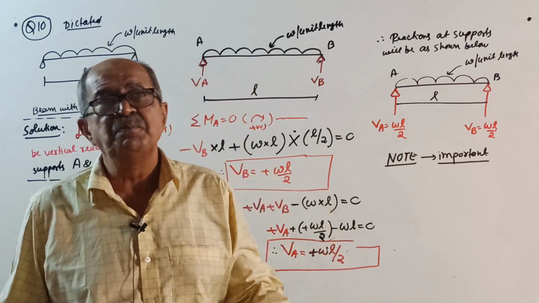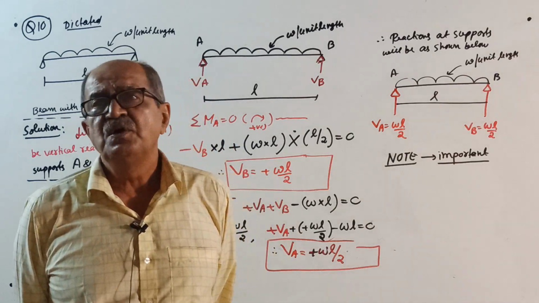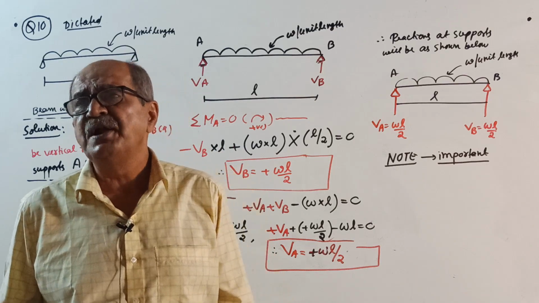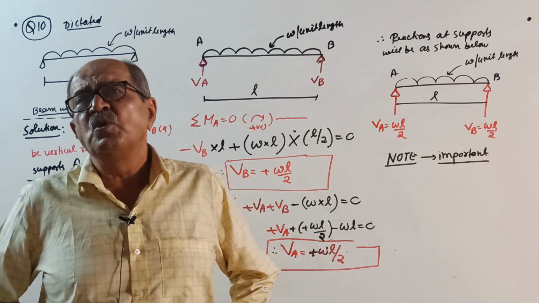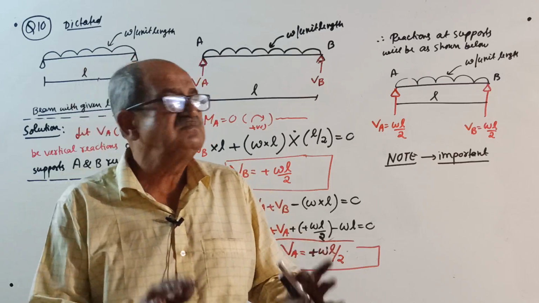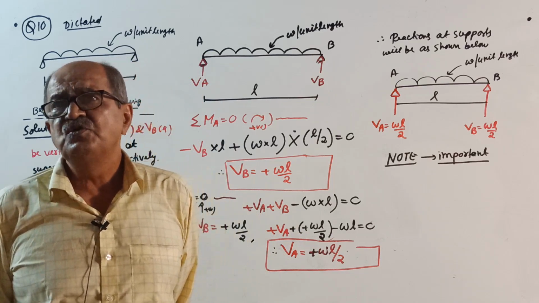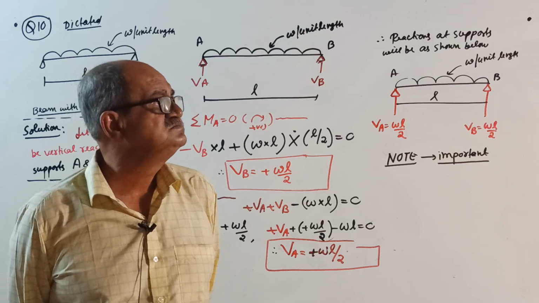Last class we completed calculation of vertical reactions for a simply supported beam for point loads. More point load questions I will give later. Let's go further. Now we are starting UDL, that is uniformly distributed load.